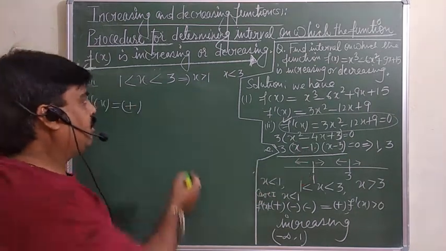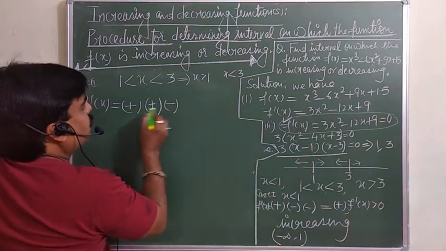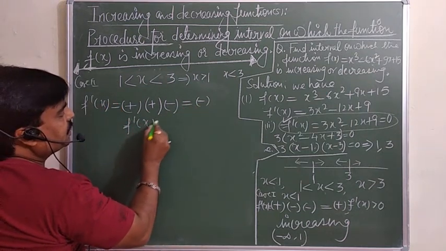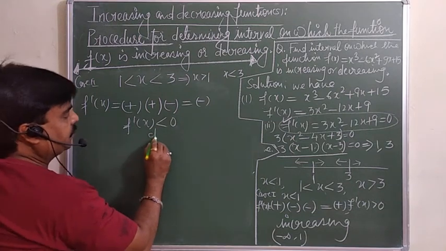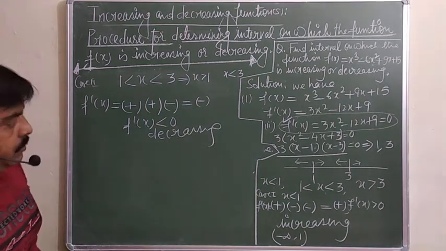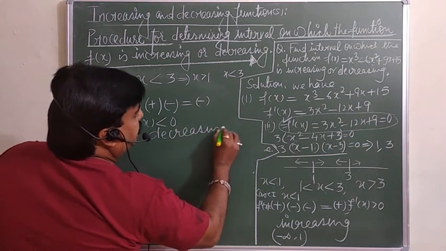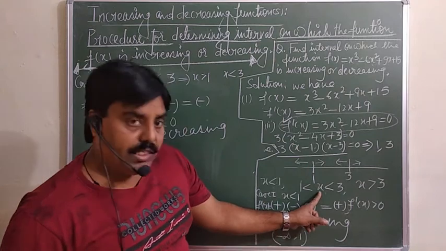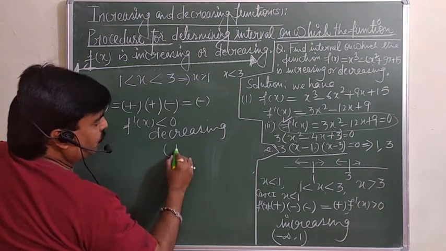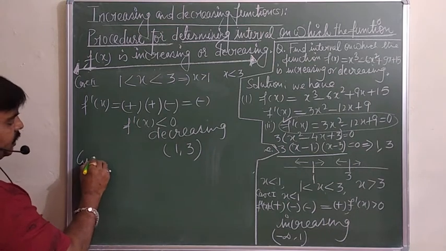So 2 minus 1 gives a positive value. 2 minus 3 gives minus 1, a negative value. So plus into plus, plus into minus, you are getting minus. So f dash x is less than 0. It means it is decreasing. On which interval is it going to decrease? In this one only, where x is greater than 1 but less than 3. 1 to 3, it is going to decrease.